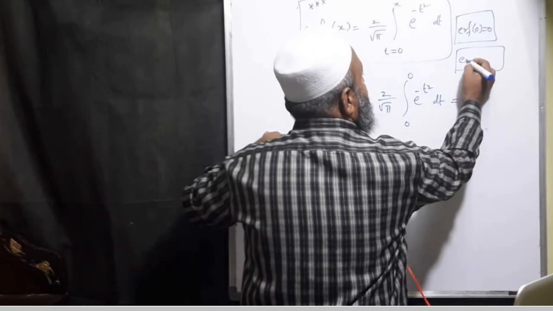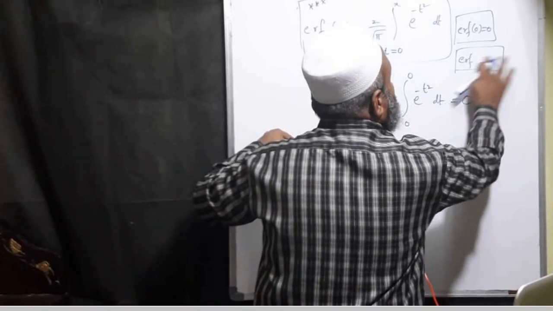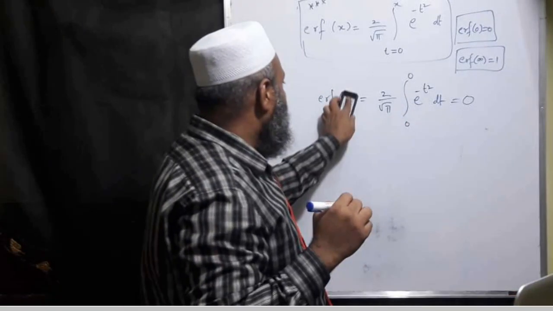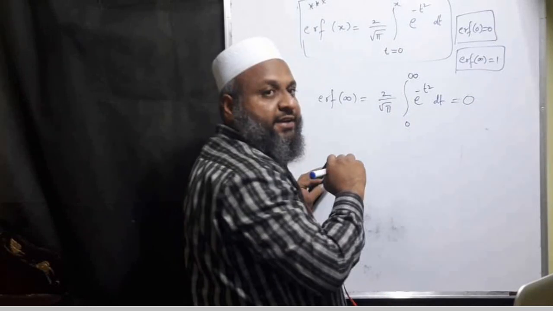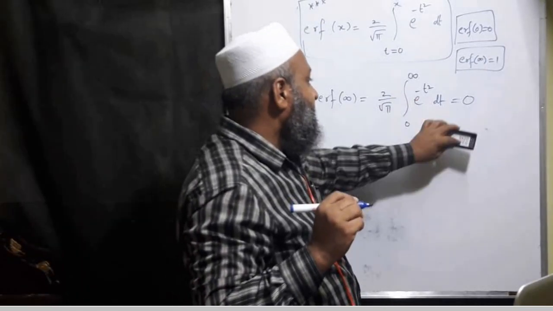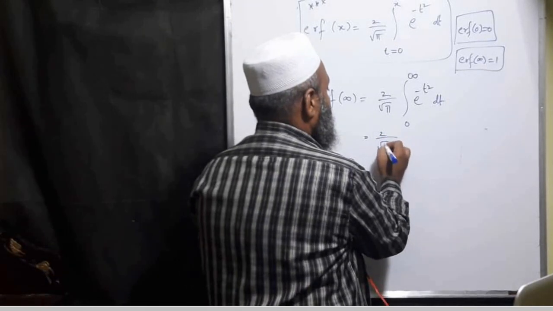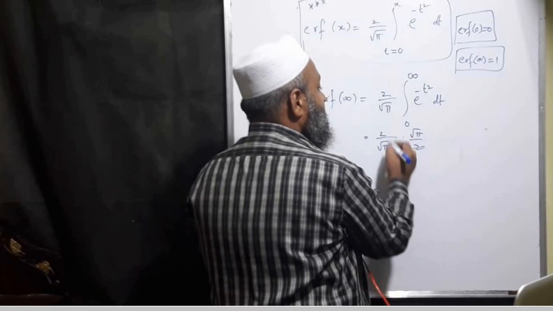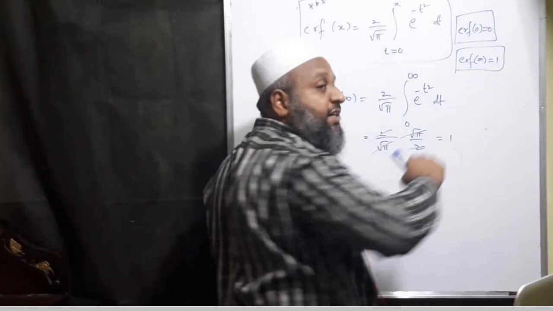Now the error function at infinity is 1. Let's prove it. The upper limit becomes infinity, so e to the power of minus t square dt. Just now I said that this integral is nothing but root pi by 2, so the factors get cancelled. Finally we get back 1. So the error function at infinity is 1.